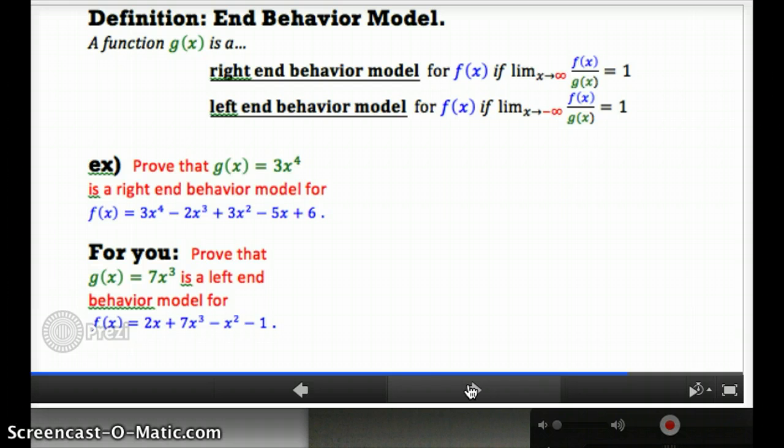We have two functions. Just keep in mind that f of x is always the function that we're actually interested in, and g of x is usually going to be a simpler function, so you can use this first example to kind of gauge the difference between the two. We want to prove that g of x is something called a right end behavior model. And there's a really simple formula for proving that. Basically, we calculate this limit. If the answer is 1, then g of x is a right end behavior model.